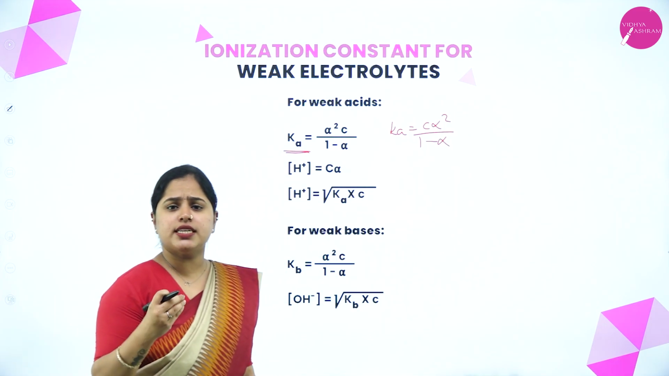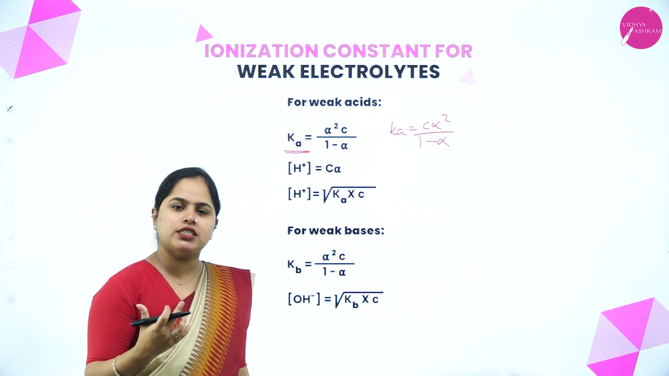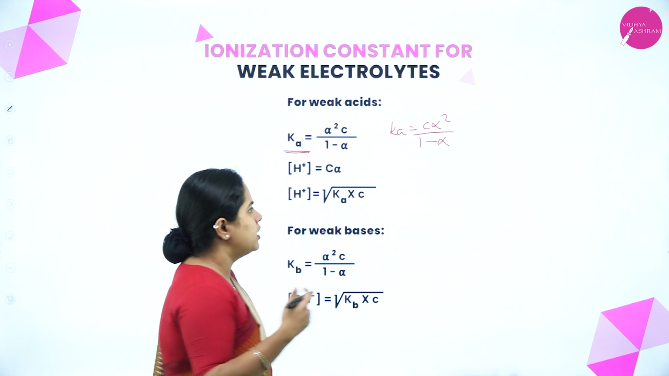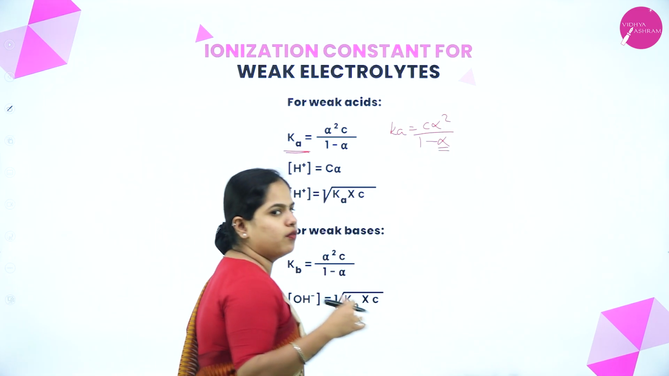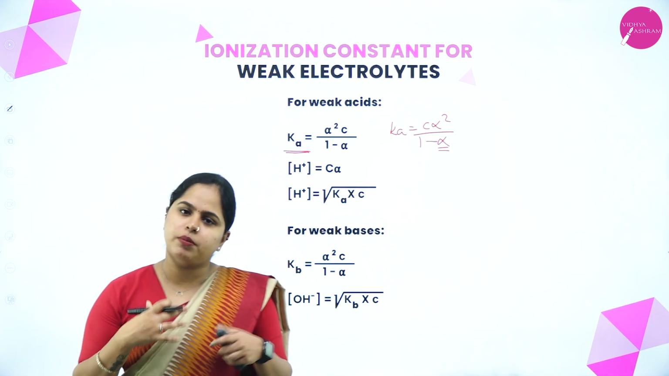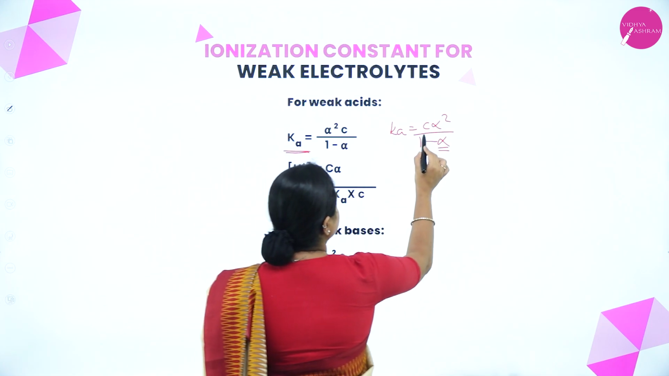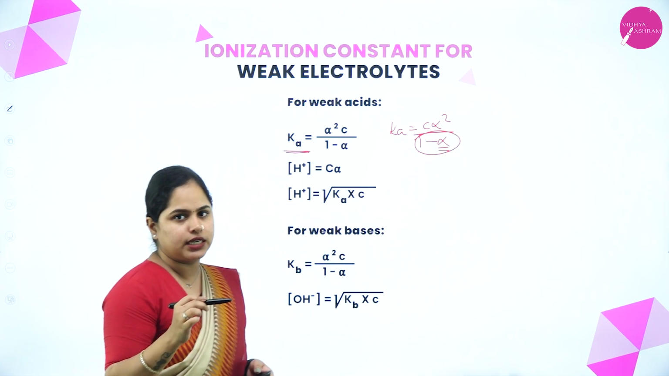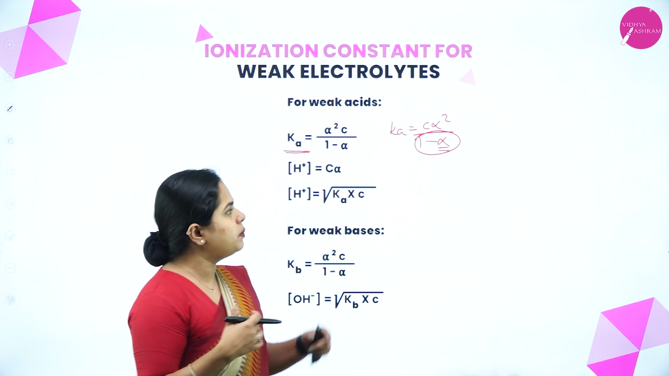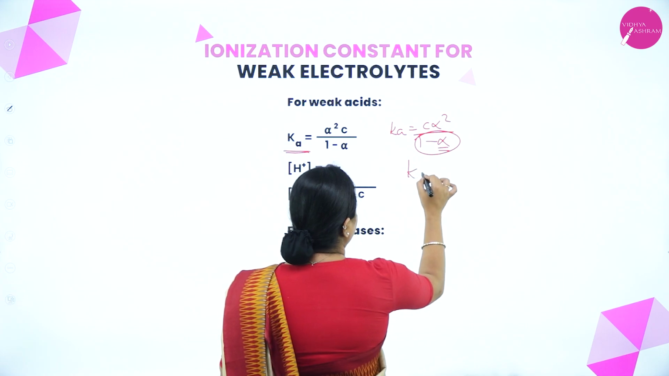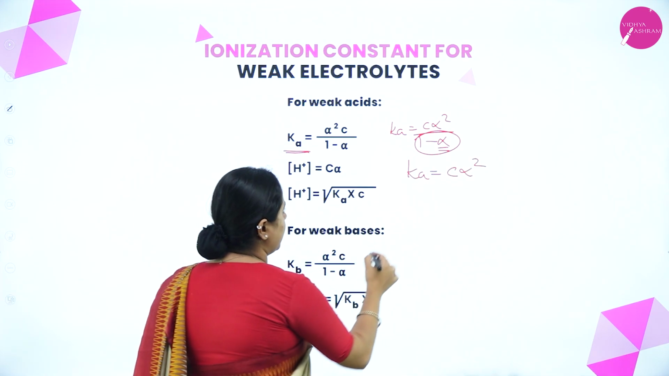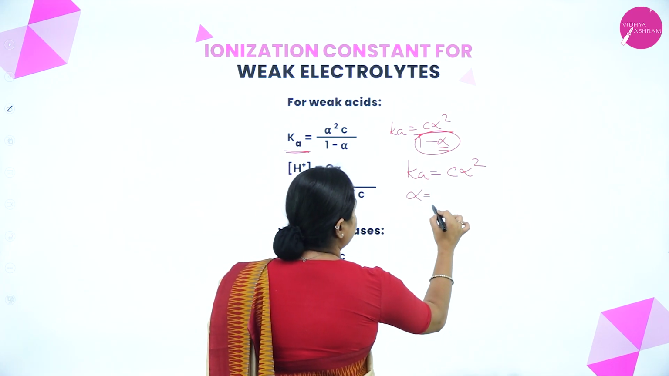Now, as we are considering weak electrolytes, their dissociation will not be up to the mark. Their dissociation will be very less. So in that case, the value of alpha, what is alpha? Degree of dissociation. The degree of dissociation value will be very less. So what we will do is, this 1 minus alpha can be neglected. As it is a weak electrolyte and its degree of dissociation is very less, 1 minus alpha can be neglected. So Ka will be equal to what then? Ka will be equal to C alpha square. And what can be alpha?